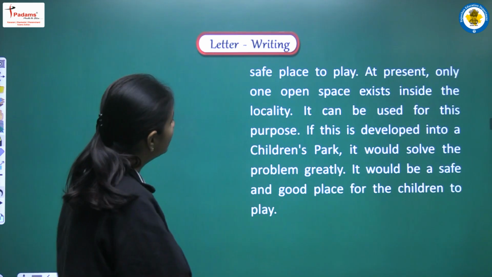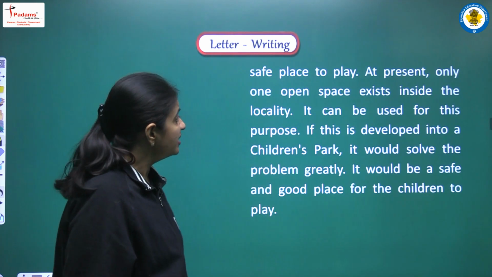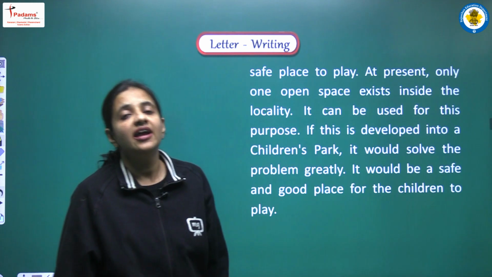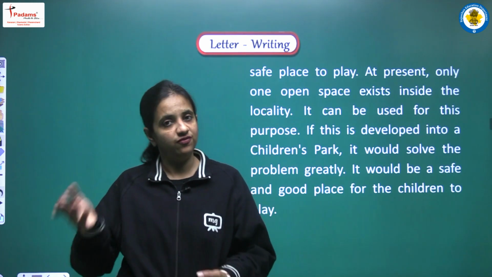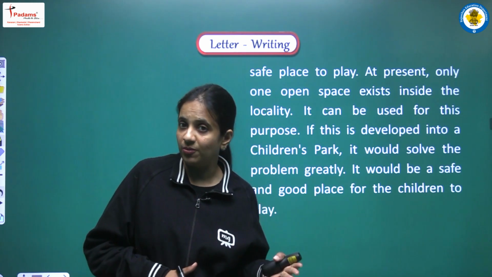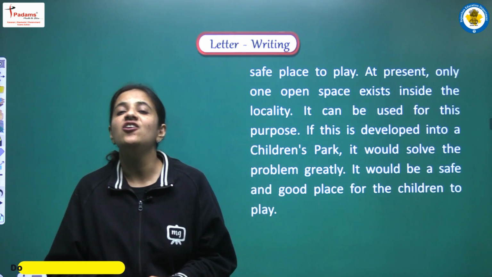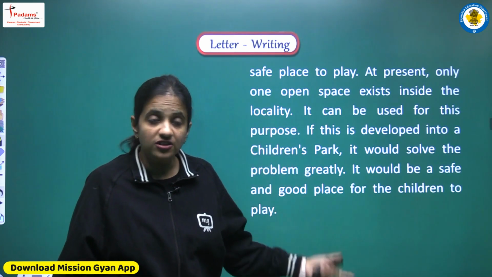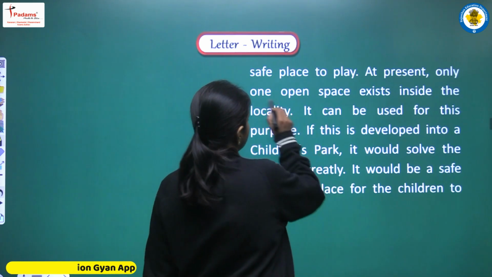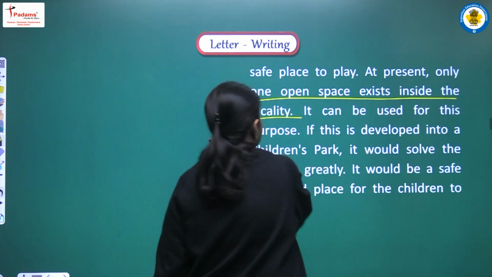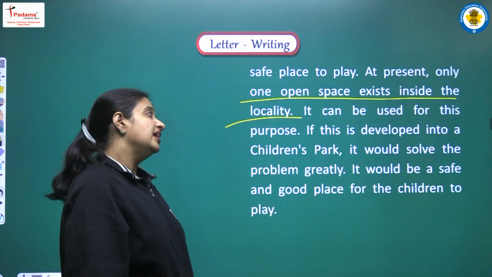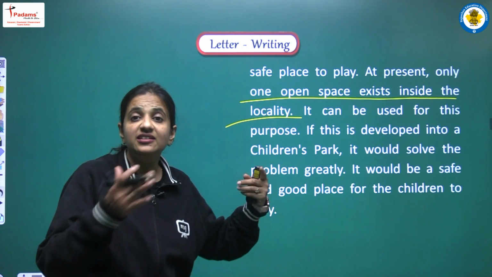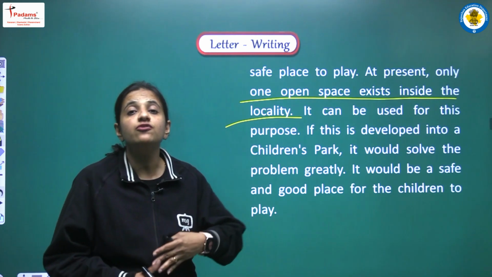Okay. Next, "At present, only one open space exists inside the locality." Now we are giving our suggestion also. First of all, we have presented the problem, that our locality needed a children's park, and now we are giving our suggestion. We are saying that at present one open space is there inside our locality, and it can be used for this purpose.